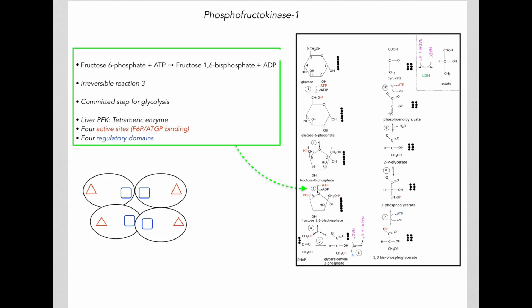Let's look at the structure of one form of this PFK, the liver form of phosphofructokinase. This enzyme is a tetrameric enzyme. That means it has 4 subunits. Each subunit has one active site, so this enzyme has 4 active sites, and each subunit has one regulatory domain, so this enzyme has 4 regulatory sites. So this PFK1 is a tetrameric enzyme.